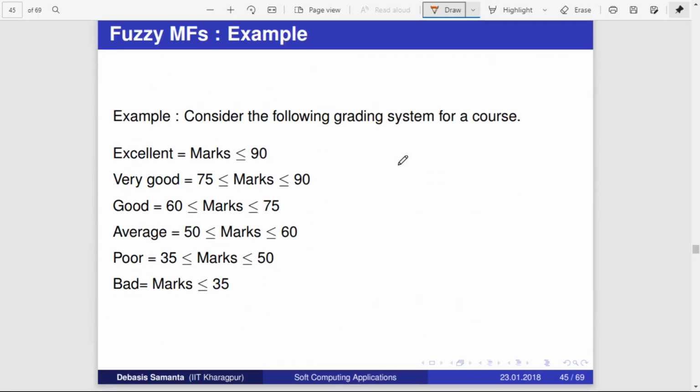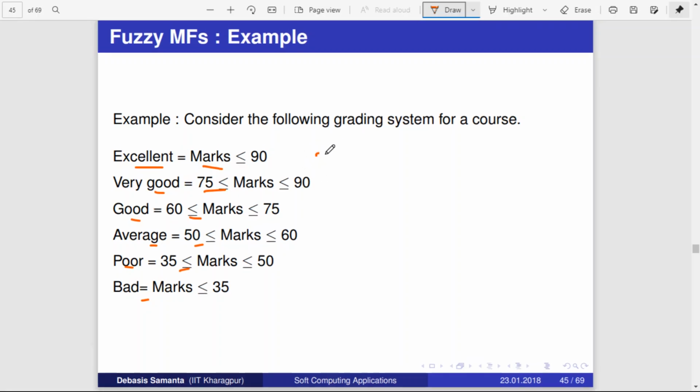Now let us take another example. Say, considering these grades of the student. A student who got greater than or equal to 90 marks is excellent, and these are different ways of categorizing the students: grades 75 to 90 is very good, 60 to 75 is good, 50 to 60 is average, 35 to 50 is poor, less than 35 is bad, right? But this is not a fuzzy classification, this is a crisp classification.